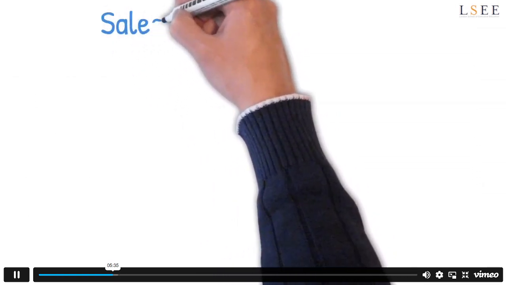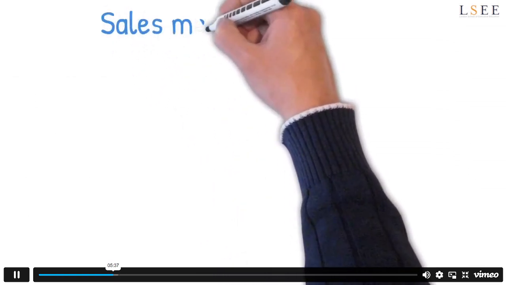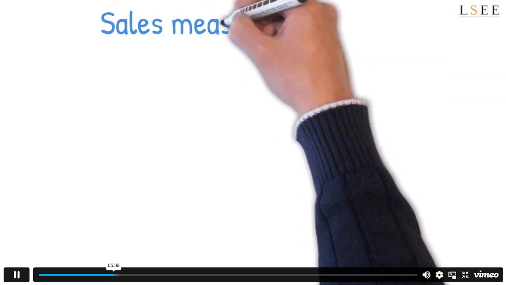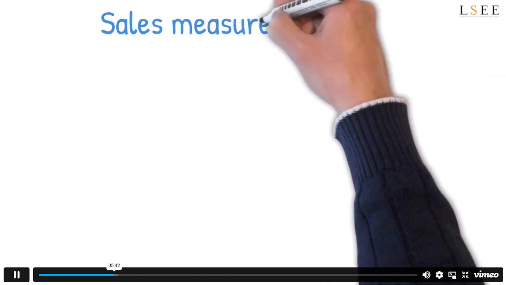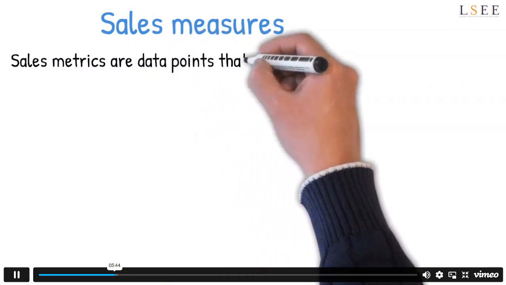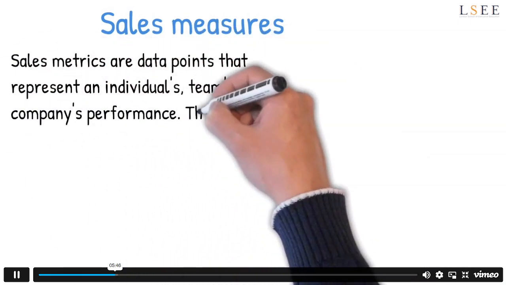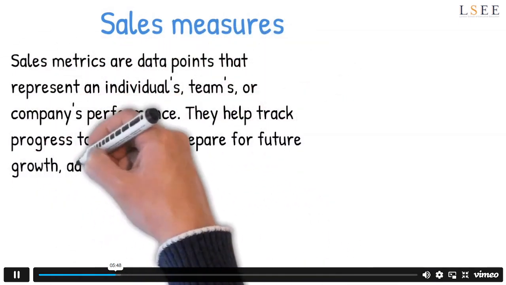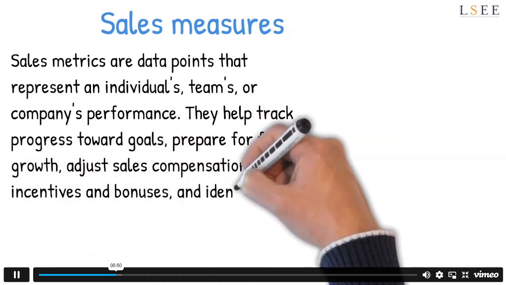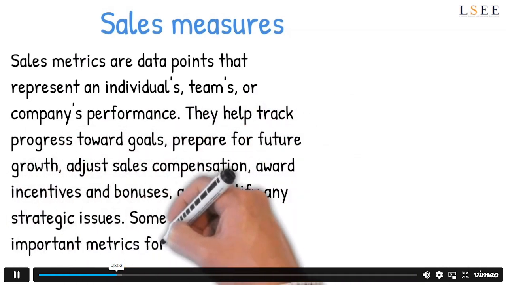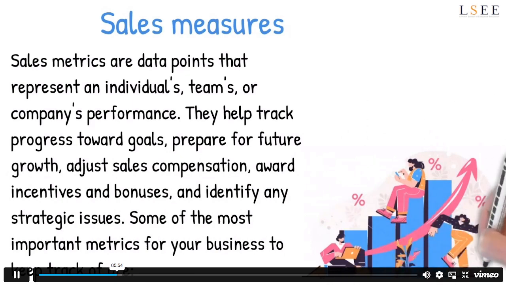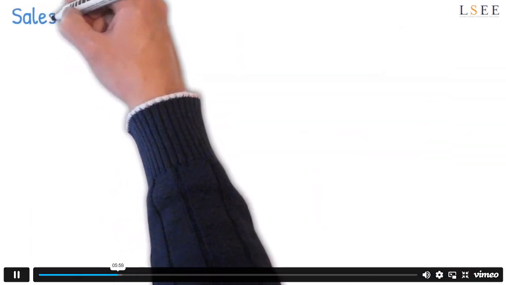Sales metrics are data points that represent an individual's, team's, or company's performance. They help track progress toward goals, prepare for future growth, adjust sales compensation, award incentives and bonuses, and identify any strategic issues.